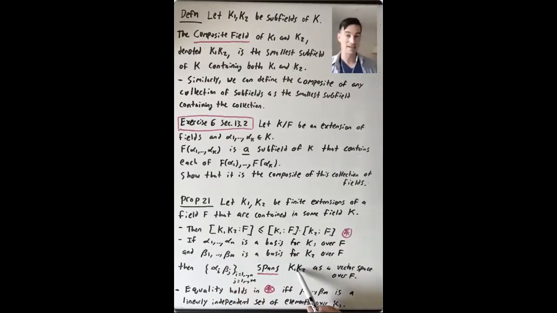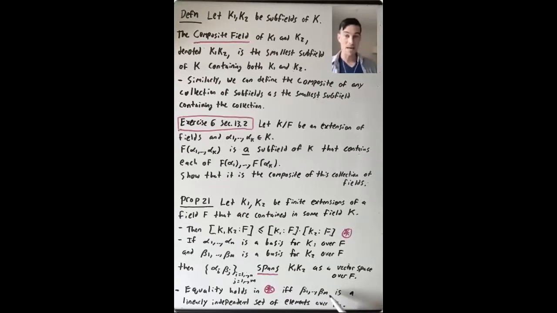Well, we have this spanning set of size n times m. When is it actually a basis? So equality holds in star if and only if this set beta 1 up through beta m is a linearly independent set of elements over K1. Okay, so what do we know?